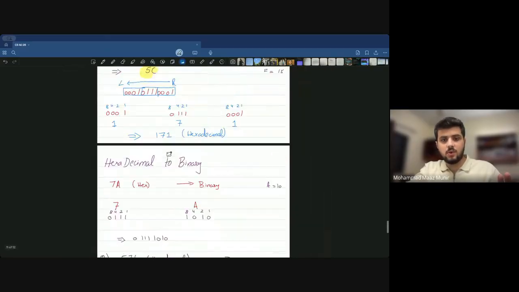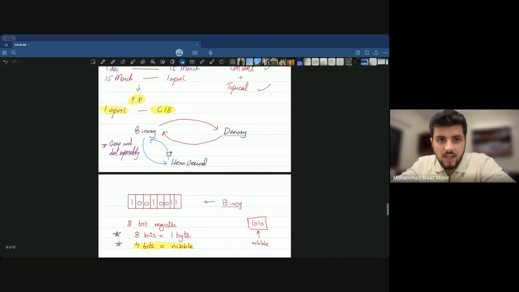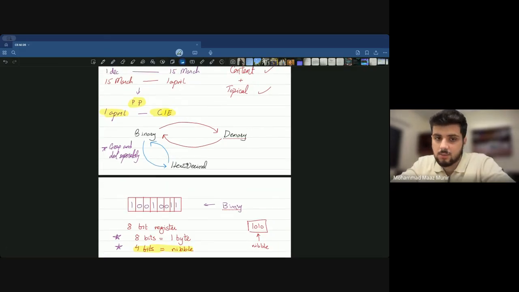Just to give Zulkarnain a quick idea, if I have to convert from a denary to hexadecimal, what I would advise is that you convert the denary figure into binary, and then convert the binary into hexadecimal. That's the easiest way.